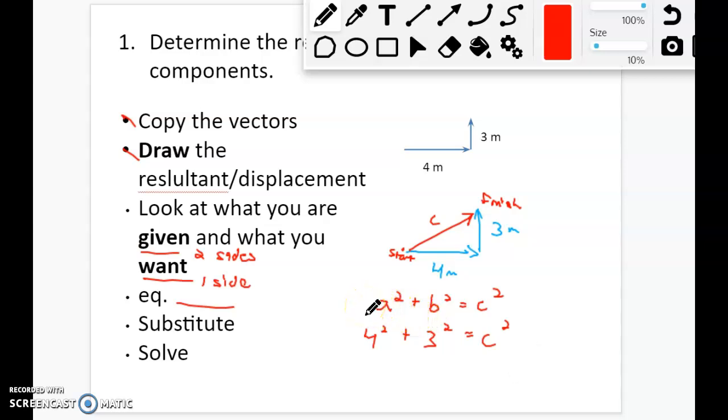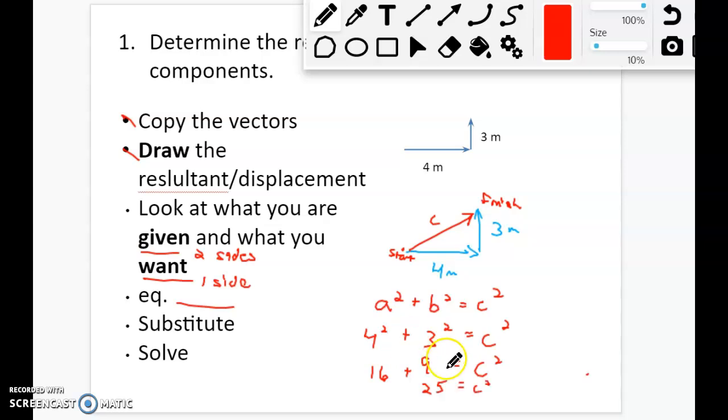So here we got 4 squared. That's the same as 16 plus 3 squared. 3 squared is 9. It's equal to c squared. I'm going to keep simplifying this until I get down to what I'm looking for. I'm looking for the side c. So 16 plus 9, that equals 25 equals c squared.